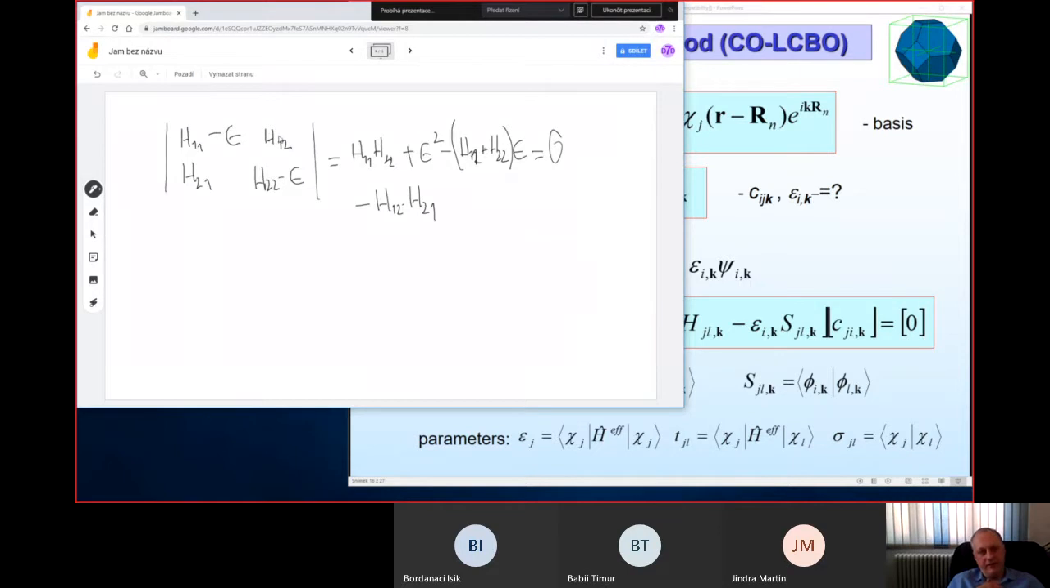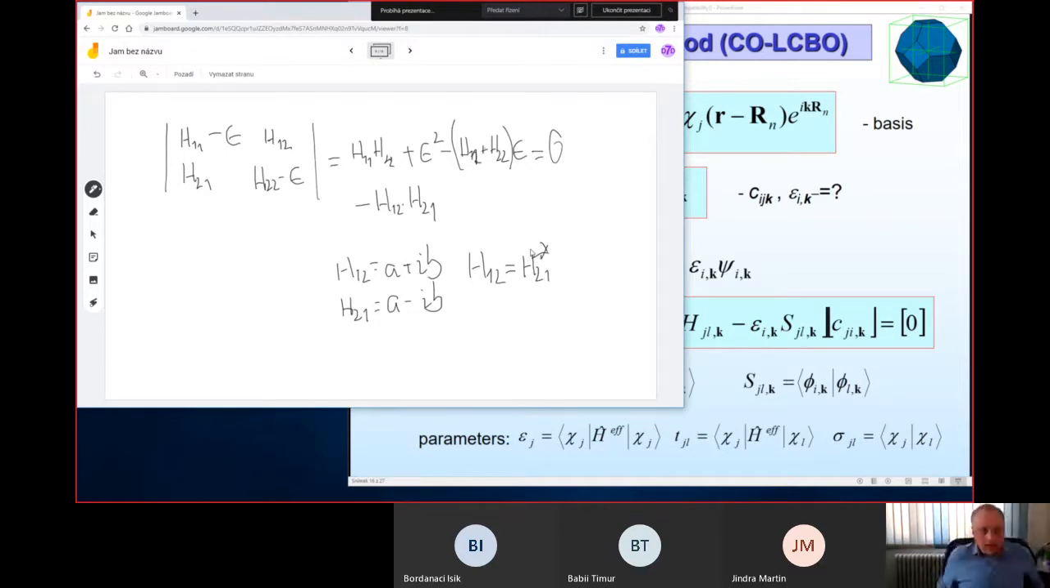If these are real numbers, they are equal to each other. If they are complex numbers, if H12 is equal to A plus IB, then H21 must be equal to A minus IB. So these two are complex conjugates, which means that H12 is equal to H21 complex conjugate.